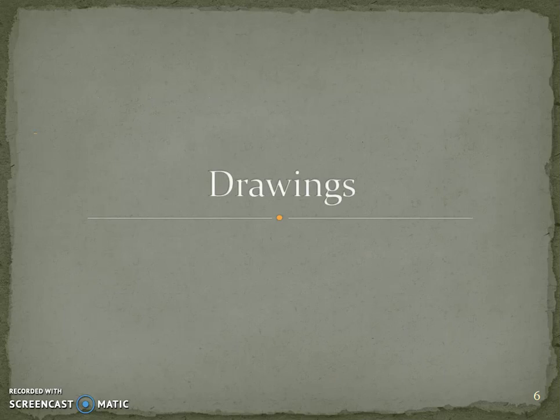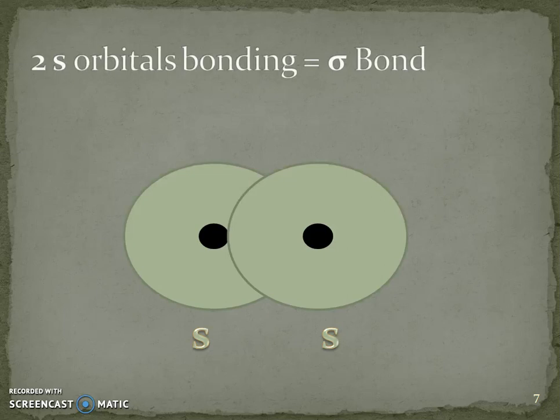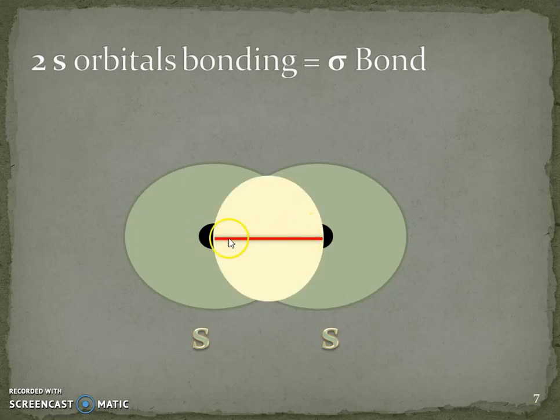So I believe in your packet of notes you have a place to put some drawings. What do I want you to draw? Well, if you have two s orbitals coming together, you have two circles, and here's your two nuclei. This is that internuclear axis that bonds the two nuclei, how they come together. So we're not talking about the size of just one atom. We're talking about the size or the overlap area of the two atoms that come together.